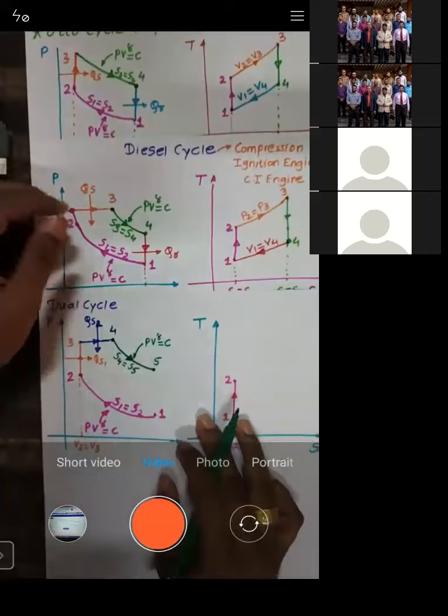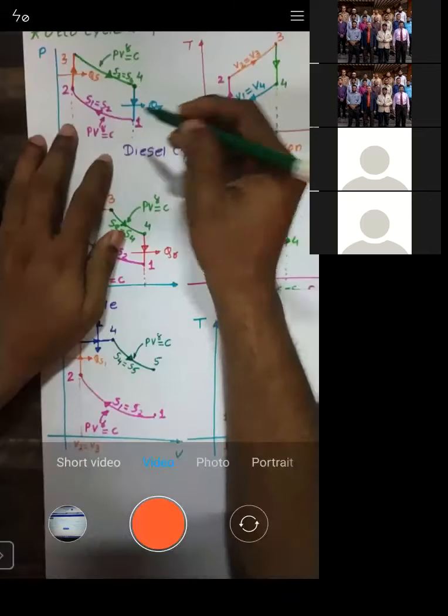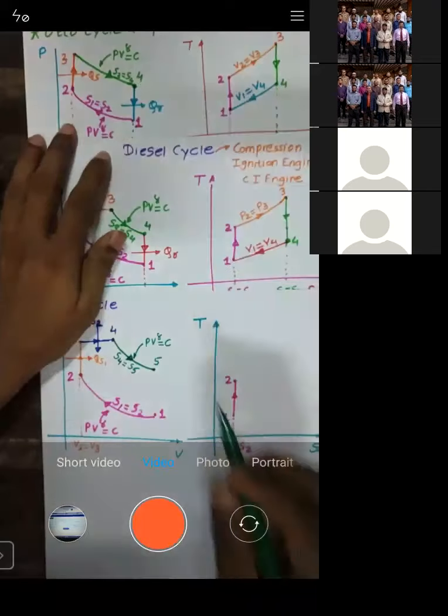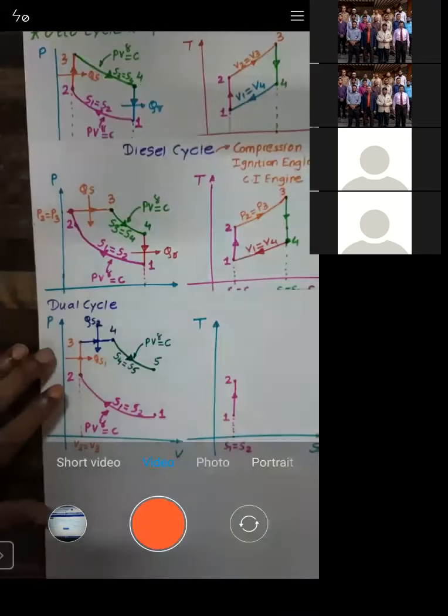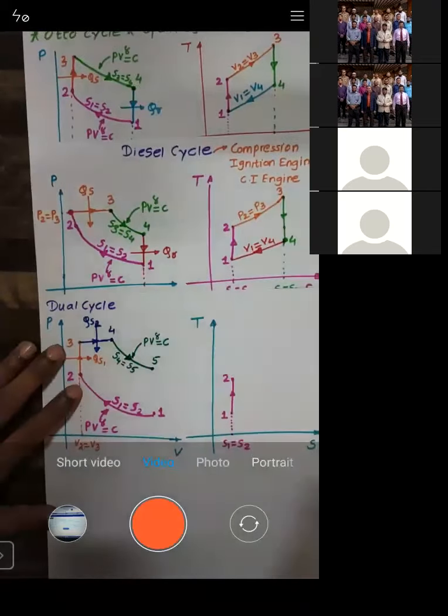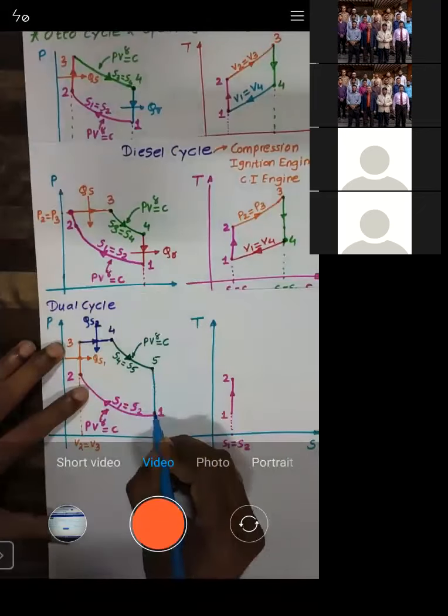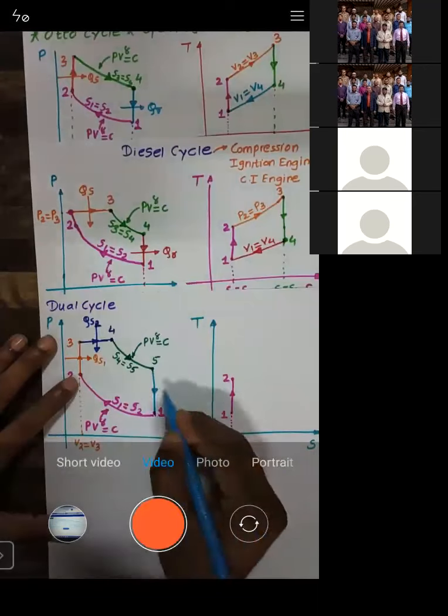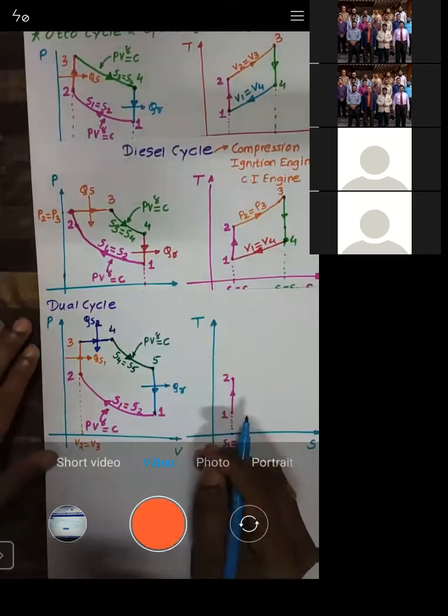Let us go to the next process. We need to reject the heat now. So how will we reject the heat? During 5 to 1, we will be rejecting the heat. So Q_R amount of heat is rejected.